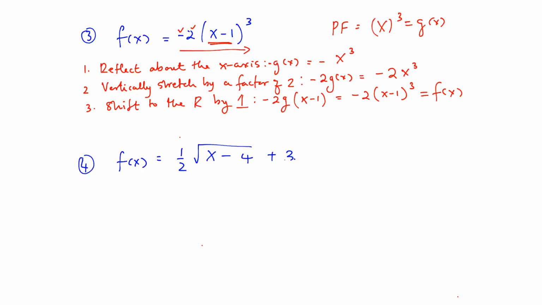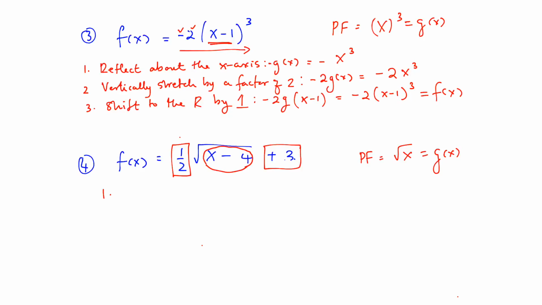All right. Now let's look at the next one. If you look at what this function is, you can see what the parent function is. The parent function is actually the square root of x. All right, that's equal to g of x. So what I want us to do is let's just do all the vertical first. So I have to deal with this and then deal with this. And then when I'm done, I will do the horizontal movement over here.